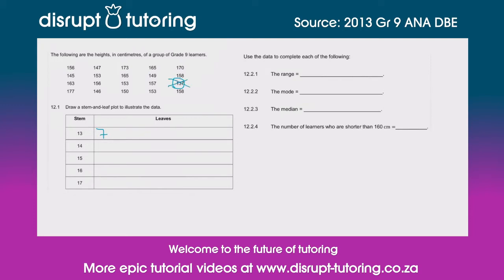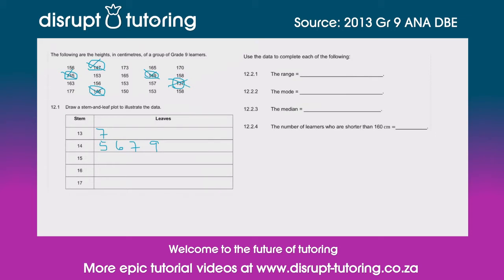Let's move on to our 14s. In our first row, we've got that one over there. In the second row, we've got that one and that one. In our third row, we don't have any. In our fourth row, we've got 146. Let's order them now. So 5 is our lowest, then 6, then 7, and then 9. And now we can cancel them out, meaning we have dealt with them.